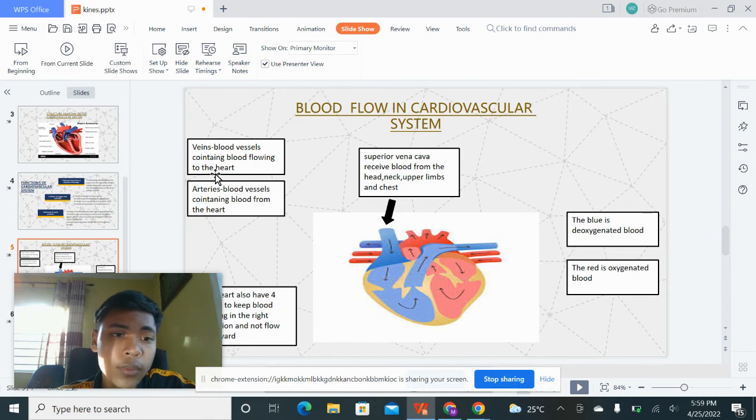Okay. Next, veins are blood vessel containing blood flowing to the heart, while arteries are blood vessel containing blood from the heart. Okay. Superior vena cava receives blood from the head, neck, upper limbs, and chest. Meanwhile, the inferior vena cava receives blood from the trunk, viscera, and lower limbs. Both superior and inferior vena cava end up in the right atrium, one of the four chambers of the heart.